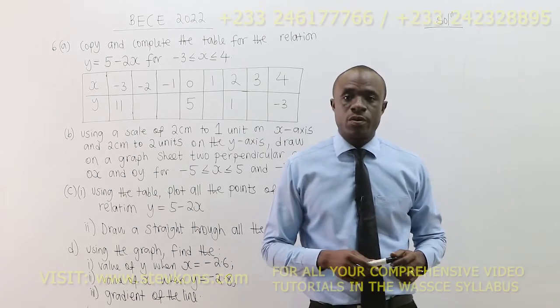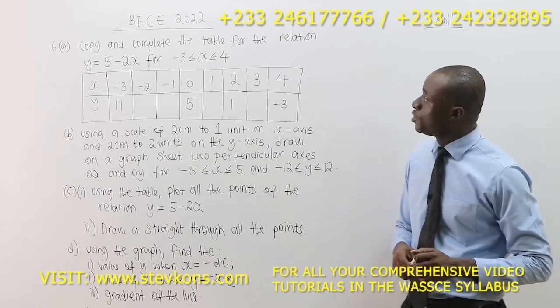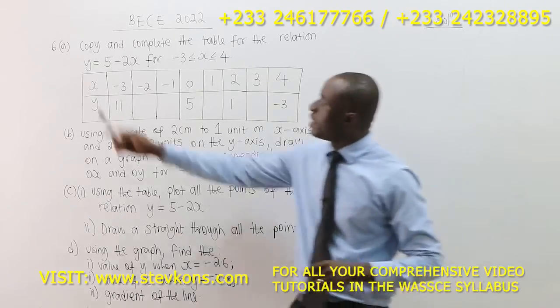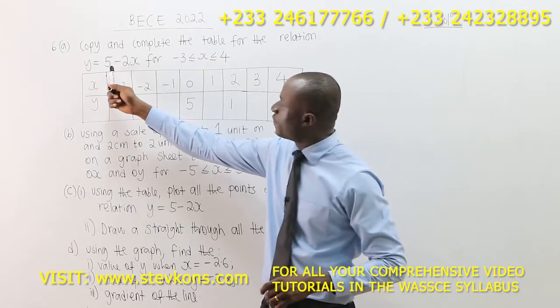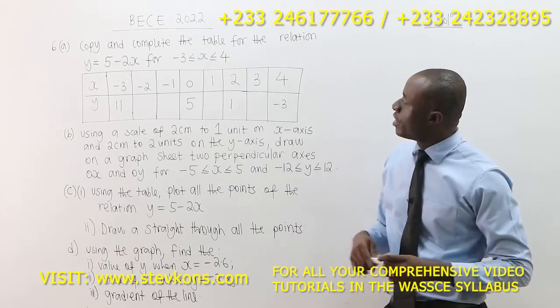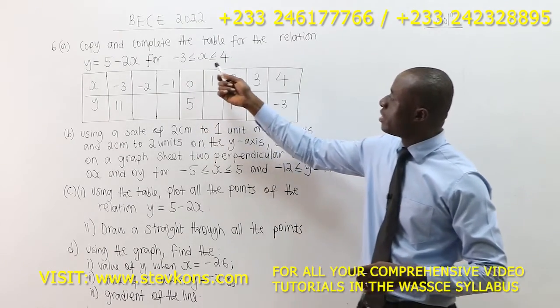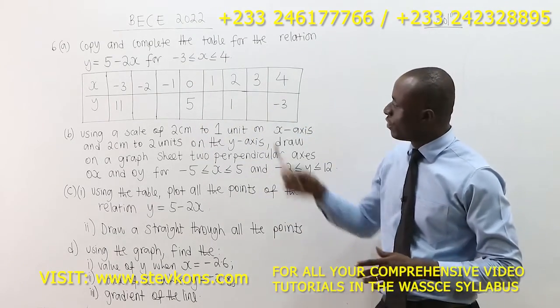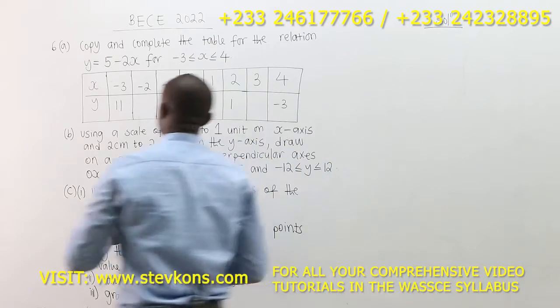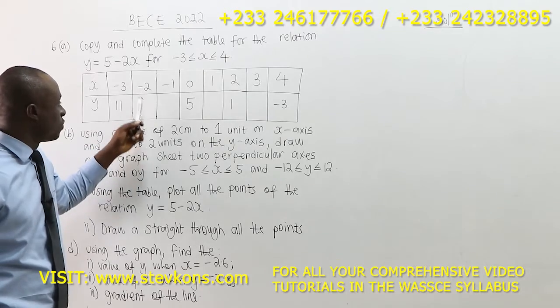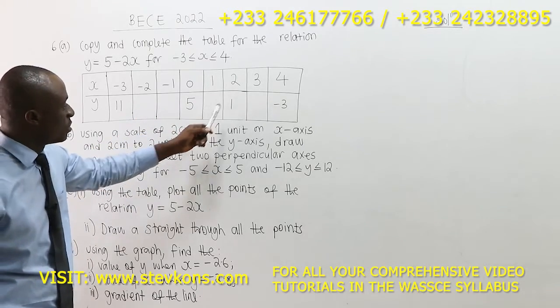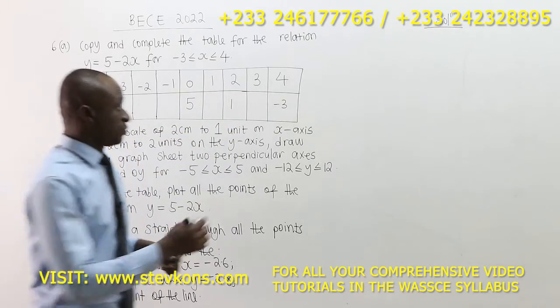Now let's consider question number 6, BC 2022. 6a, copy and complete the table for the relation y equals 5 minus 2x for x greater or equal to negative 3 and less or equal to 4. There's a table, so you have to fill in the values. When x is negative 3, we know y is 11. Negative 2, we don't know. Negative 1, we don't know. 1, we don't know. 3 also, we don't know.